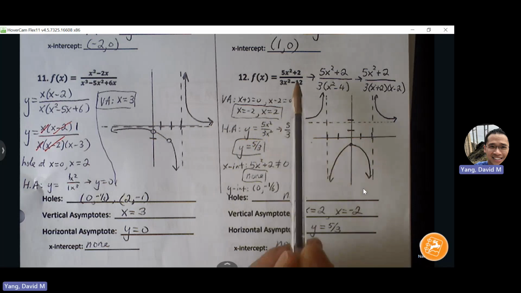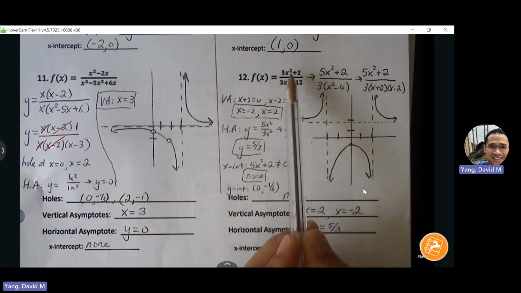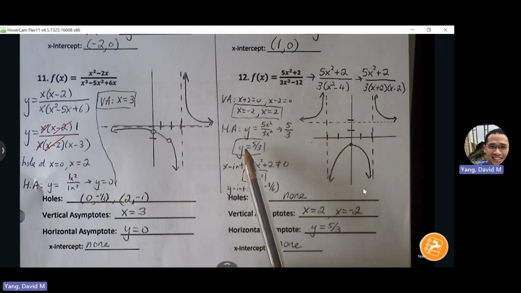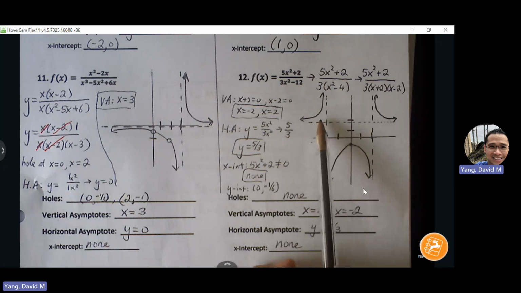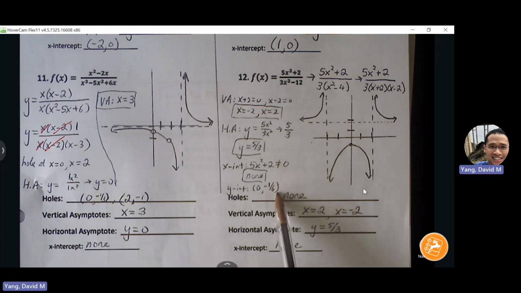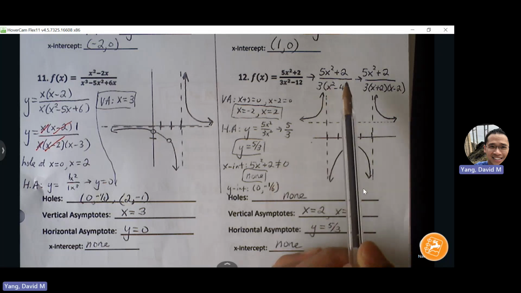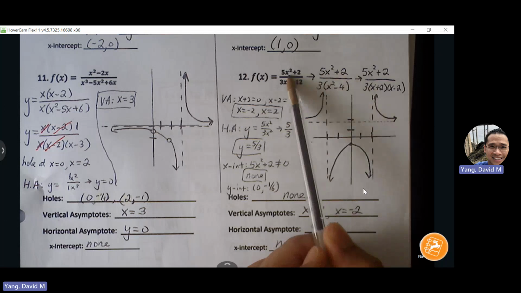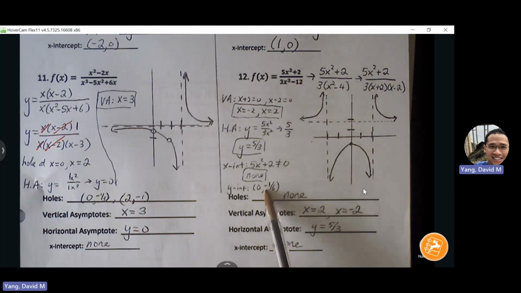Horizontal asymptote: if you look at your original equation, my denominator and numerator have the same degree, so I just take the coefficients in front. So y equals 5/3, which is a little bit less than 2. That's going to be my horizontal asymptote. Again, no x-intercept. There is a y-intercept. If I insert 0 for x, I'm going to get 2 over negative 12, which is negative 1/6.